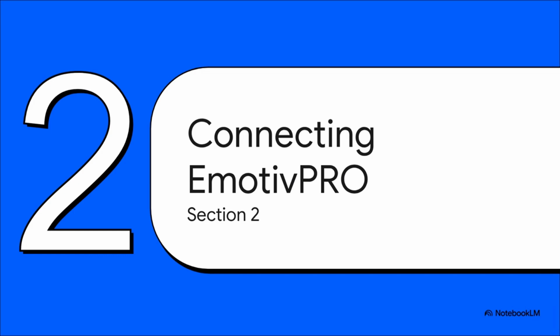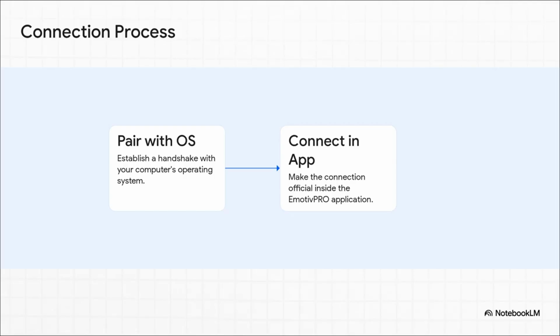Okay, first things first. Before we can send data anywhere, our journey begins at the command center. Emotiv Pro. You've got to think of this as the hub that manages your headset, shows you all the data, and most importantly for us, acts as the gateway for everything else we want to do. Getting connected is super simple. It's really just a two-step process, but it's the foundation for everything that comes next. First, you'll pair the headset directly with your computer, your OS. Then, you'll finalize that connection inside the Emotiv Pro app itself.